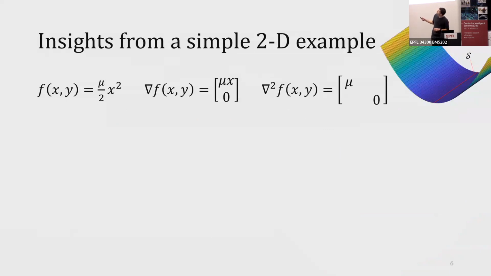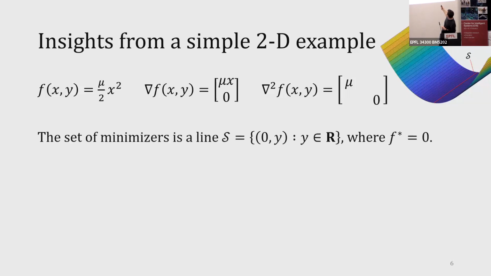Let's just think of a function in 2D, two variables, f of x, y. It just so happens that the function completely ignores y. It's just mu over 2 times x squared for some constant mu positive. The plot of that function is over here. Since y is irrelevant to the value of the cost function, you have a whole set of minimizers: you're a minimizer if x is 0, and y can be whatever. So it's not isolated.